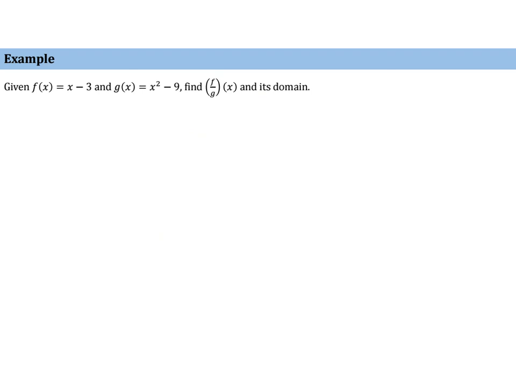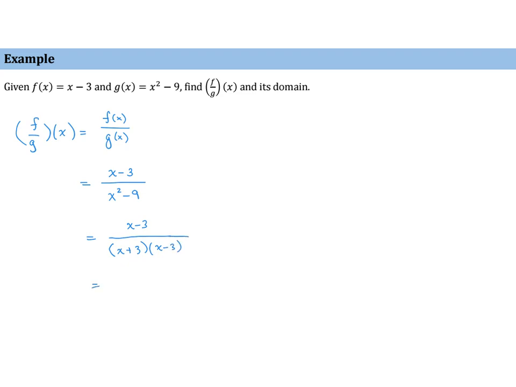So let's look now at f over g of x. So f over g of x equals f of x over g of x. So we have f of x over x squared minus 9. Now we can simplify this. x minus 3 and x squared minus 9 share a common factor. Notice x squared minus 9 is x plus 3 times x minus 3. So we have 1 over x plus 3.